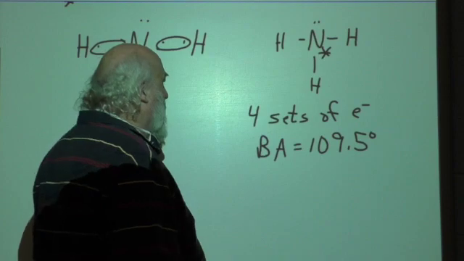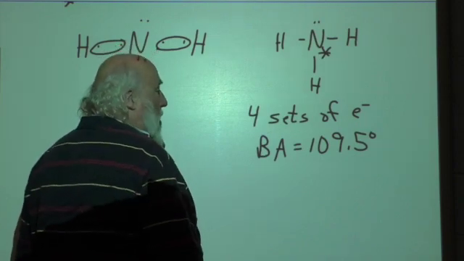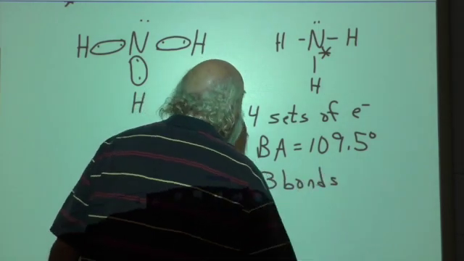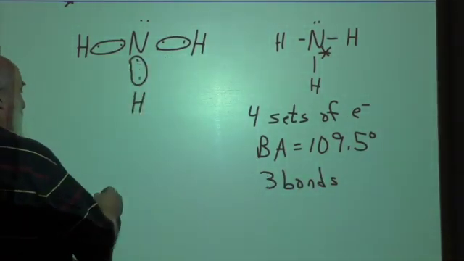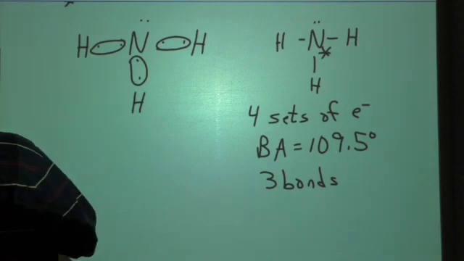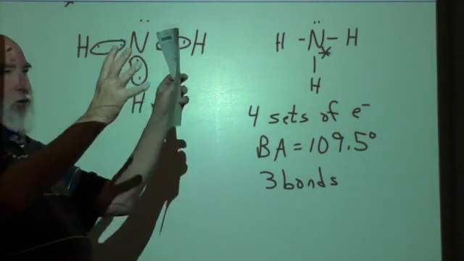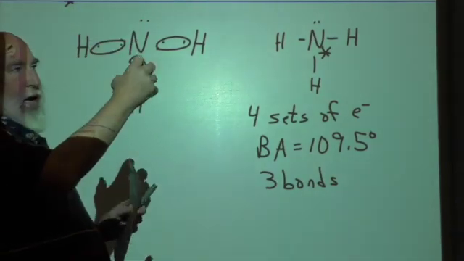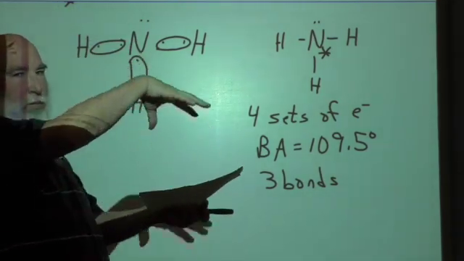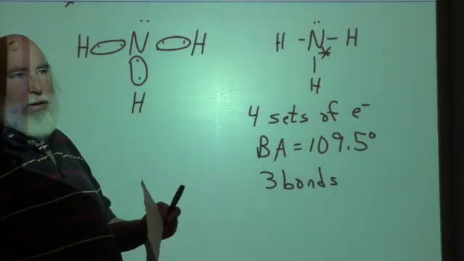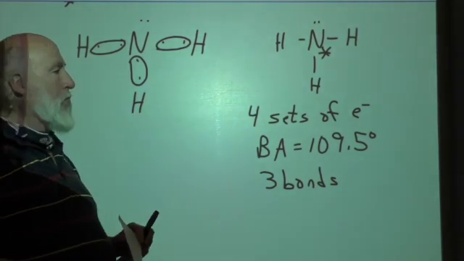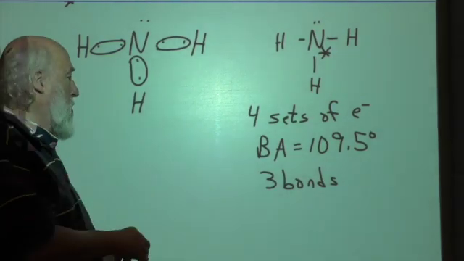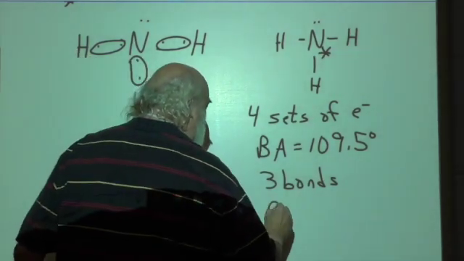Now, how many bonds do we have? We have 3 bonds. And what's going to happen there is that if you imagine that tetrahedron that you saw and remove 1 part of it, then that shrinks to a smaller sized version of that, but it looks more like a pyramid than it does a tetrahedron. So the geometry for this is considered to be pyramidal.